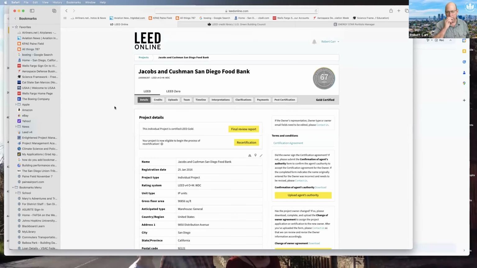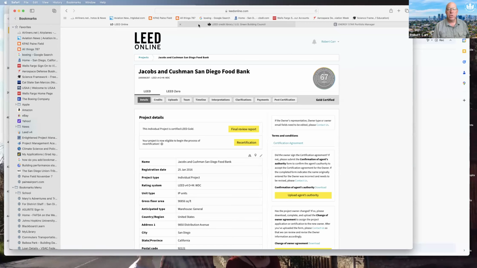Back in the day the form was done differently; they do things differently now, so you have to download the form. I won't do that, but ultimately this is what LEED Online looks like. It has resources, clarifications, uploads and so forth. So that's what it is.